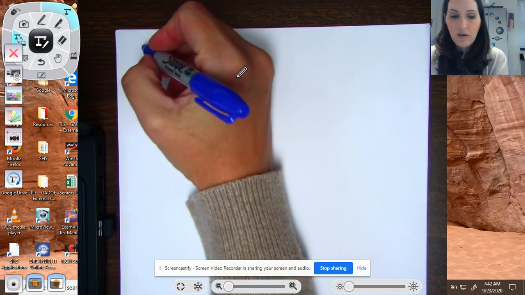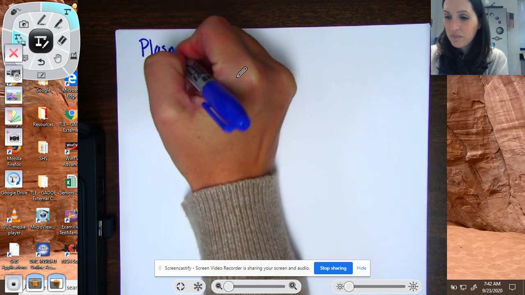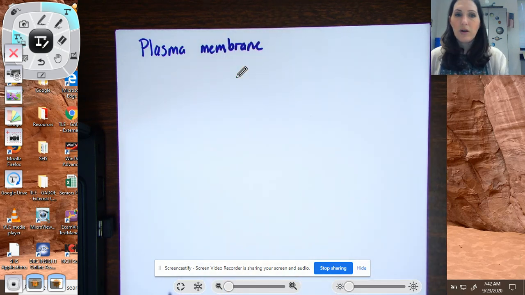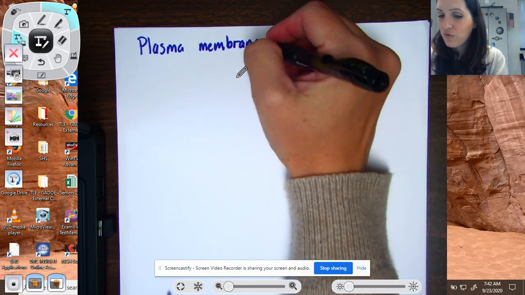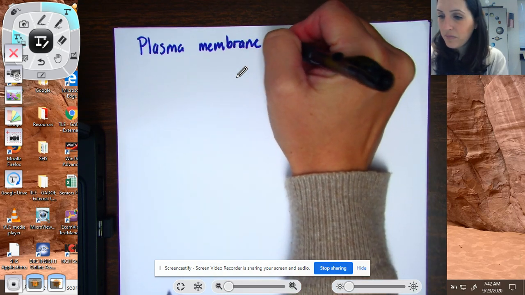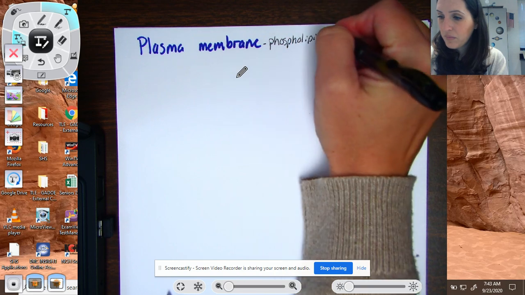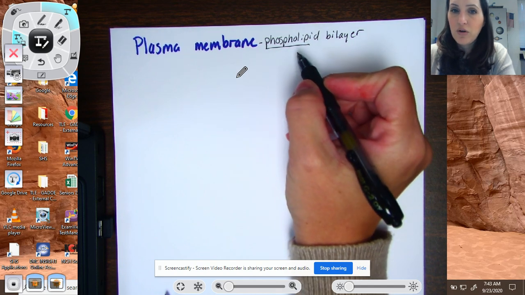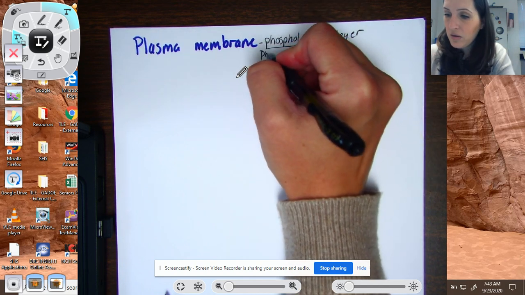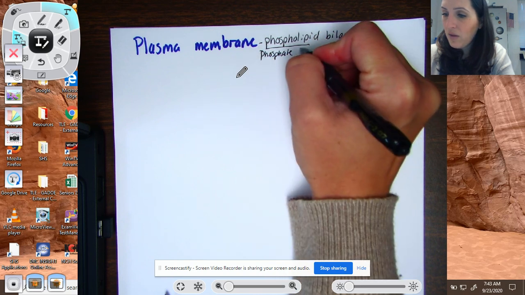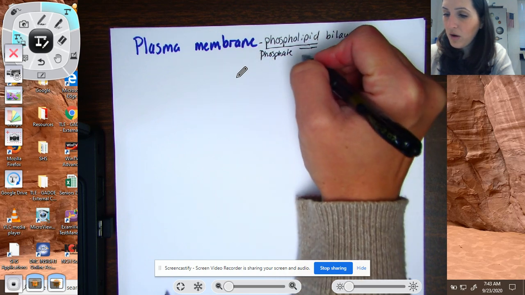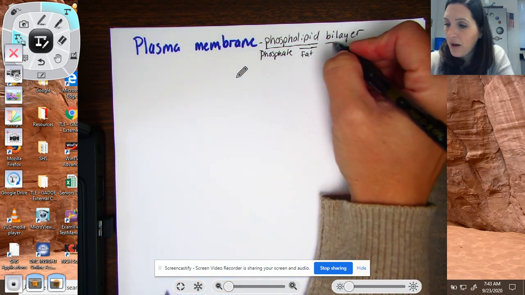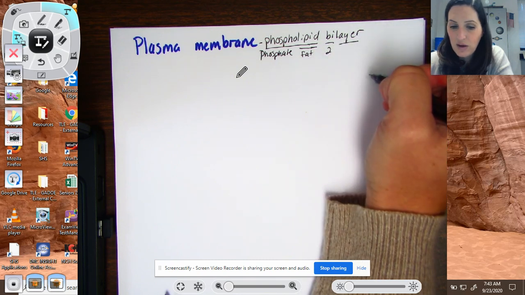Okay, so let's talk about the plasma membrane. What do I want to know about the plasma membrane that is made out of that phospholipid bilayer? So when we're talking about phospholipids, we're talking about phosphate here. And the lipid part, underline that right there, that's where we're talking about a fat. So when you did your macromolecules, you went through that fat. Bi means two, so this is a two layer that we're having here.